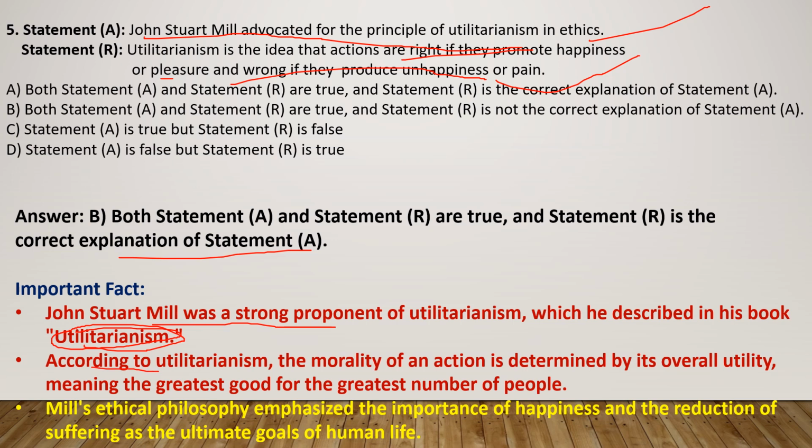According to utilitarianism, the morality of an action is determined by its overall utility, meaning the greatest good for the greatest number of people. Mill's ethical philosophy emphasized the importance of happiness and the reduction of suffering as the ultimate goals of human life. He gives the importance of happiness in human's life.